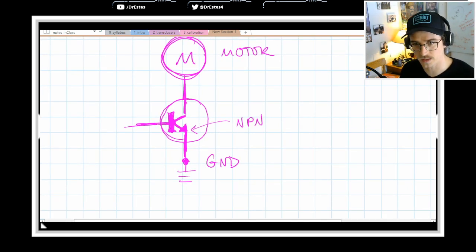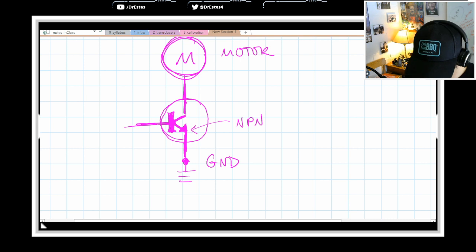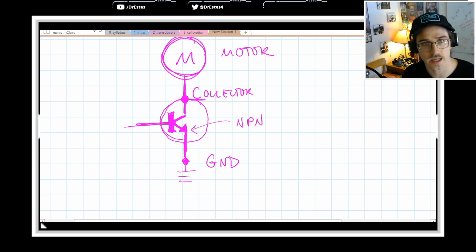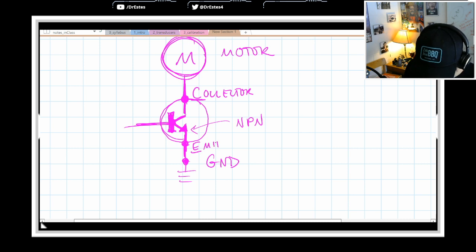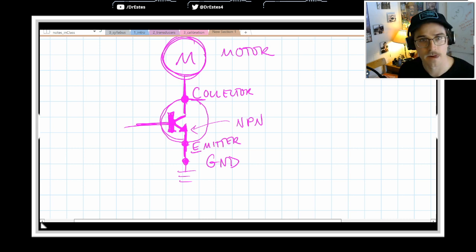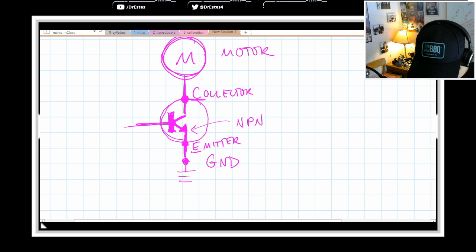So I said there was a collector, base, and emitter. This one is the collector. There are 3 legs going in. So C for collector, E for emitter, and then over here, B for base.